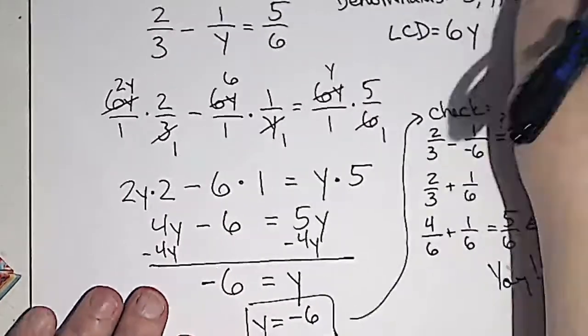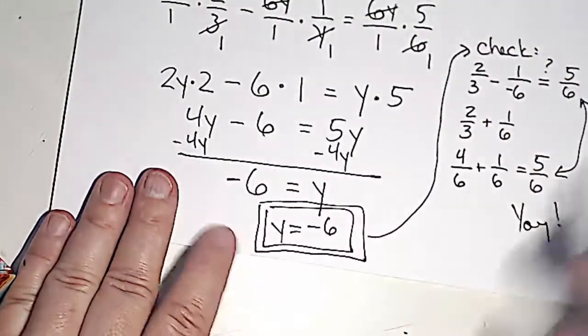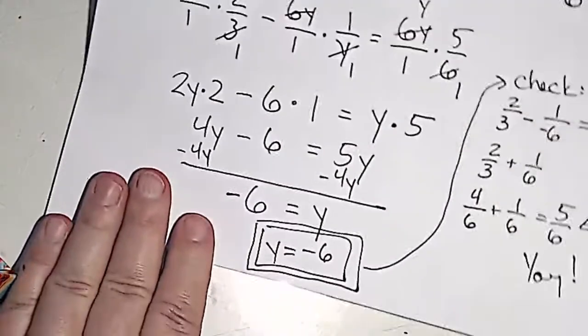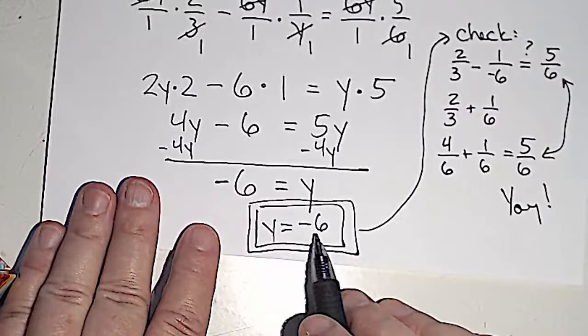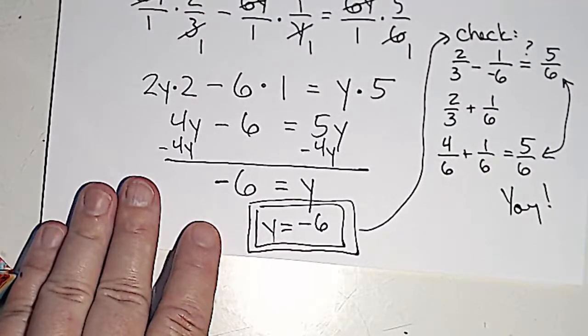So our answer is just y equals -6. And we don't need to say y does not equal 0, because in our final answer, we say y equals -6. So of course it doesn't equal 0. So there's no confusion there.